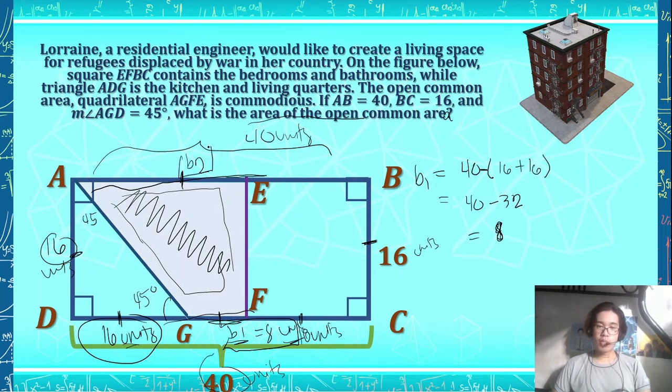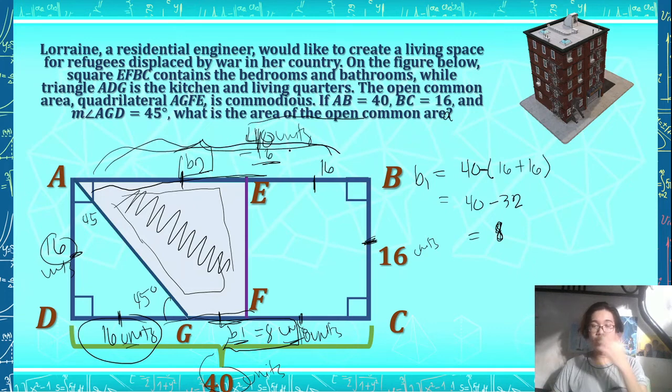How about B sub 2? How are we going to get the measurement of B sub 2? If this is 40 and this is 16, and EFBC is a square, then for this one it's going to be 40 minus 16. Since this is 16, and the entire length of AB is 40, we just have to subtract 16 from 40, and that's going to give us 24. Therefore, the measurement of B sub 2 is equal to 24, while EB is equal to 16.